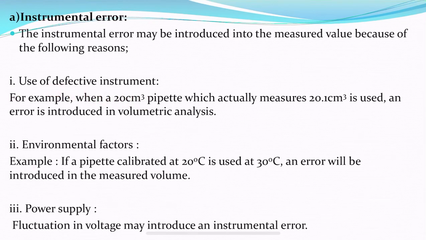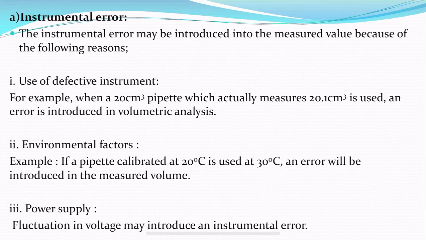And next is the environmental factors. Suppose, for example, if a pipette calibrated at 20 degrees centigrade is used at 30 degrees centigrade, definitely an error will be introduced. Okay, so an error will be introduced in the measured volume.